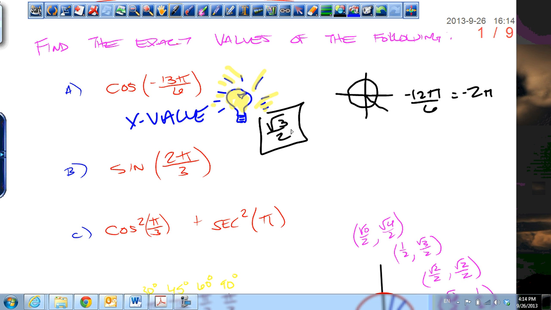Letter B is sine of 2 pi over 3. Well, sine, that means y values. And so then I'm going to find my y value on my unit circle at 2 pi over 3. So I referenced that, and it's actually square root of 3 over 2 as well.